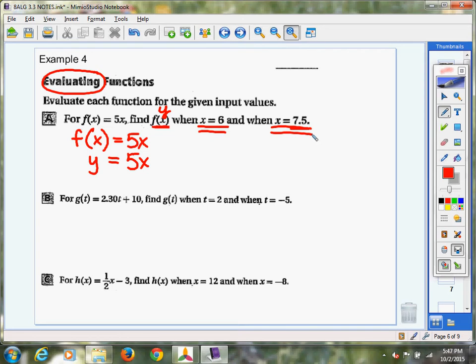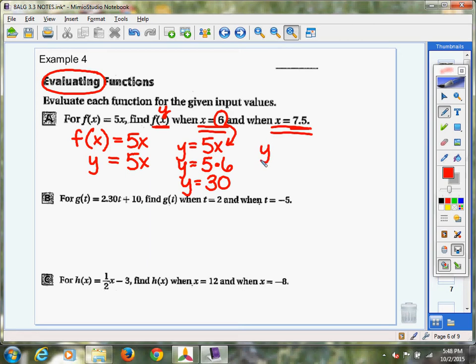So what we're going to do is take our equation y equals 5x, and they're telling us, okay, plug in 6 for the x. Now, what operation is going on between the 5 and the x? If you said multiplication, you are correct. So what is 5 times 6? You're right. Y is 30. Good job. That's what we're looking for. So our first answer is 30.